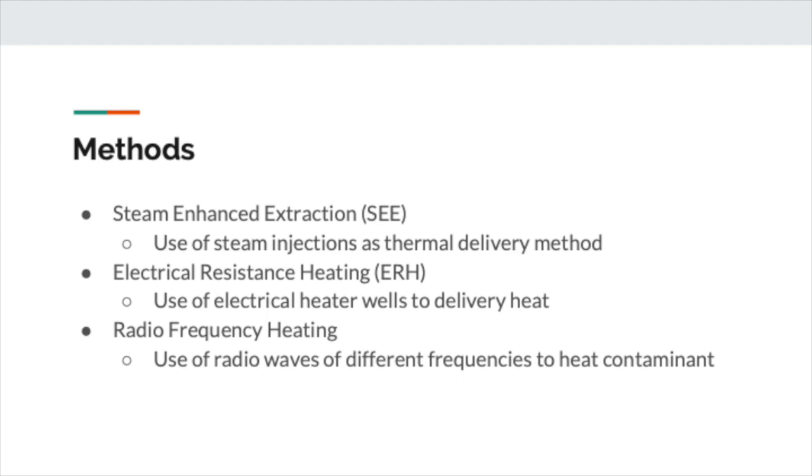Thermal remediation can be done in 3 main ways shown here. Steam-enhanced extraction is the use of steam as a thermal delivery mechanism. This is very useful for areas with high groundwater flow. The next is electrical resistance heating, which is the example shown in the previous video. And the last is radio frequency heating, which utilizes radio waves to heat up the contaminants. Let's dive deeper into each one of these methods.